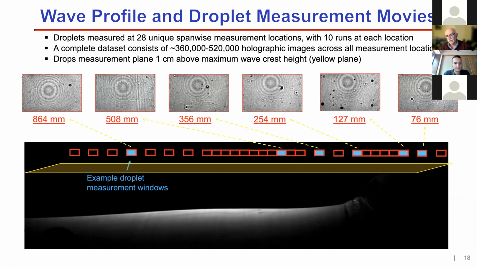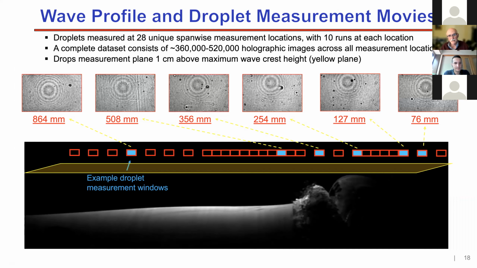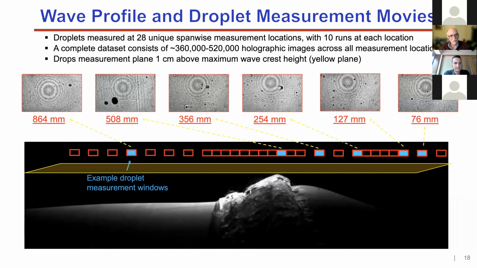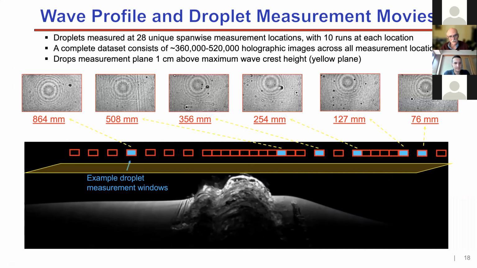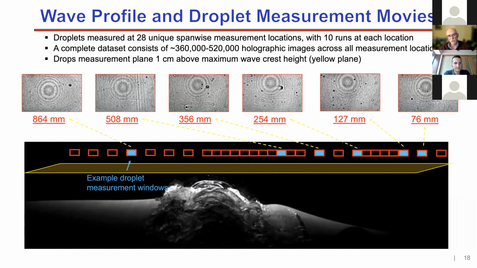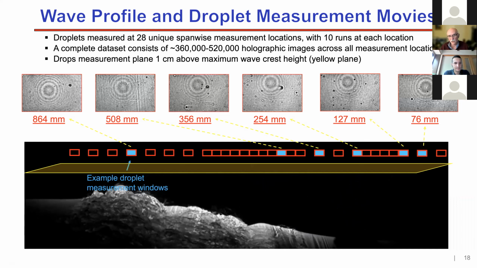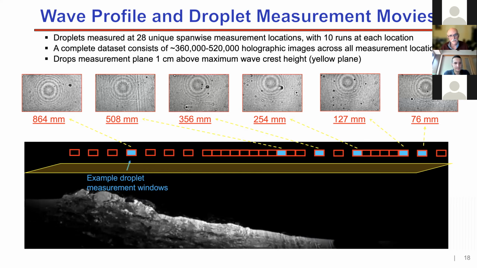So you can see the many droplets in the second window on the right, and then in the middle windows, and then later downstream in the later windows as this breaking crest goes by. So the profiles and the droplets are all synchronized, as are the locations where we took these measurements.